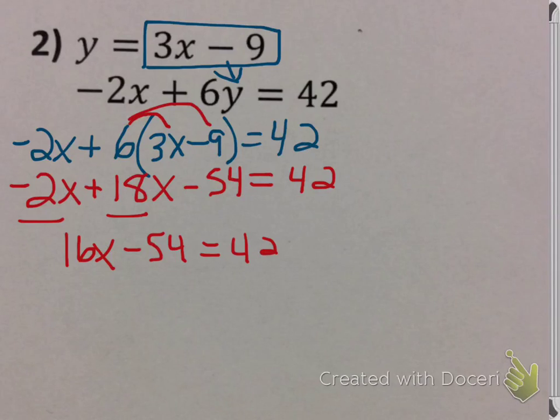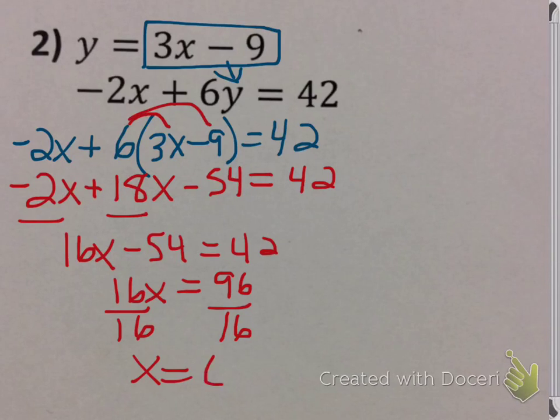So combining like terms now with our x's, I have 16x minus 54 equals 42. I now have to take that 54 and add it to the other side. So I'm just punching that in my calculator really fast. So I get 16x. When I add the 54 to the other side, I get that equal to 96. I'm going to divide both sides by 16. And when I do that, I get x equals 6.